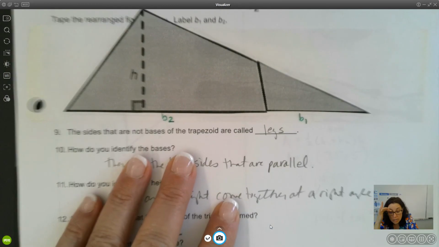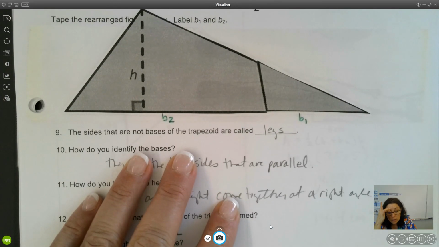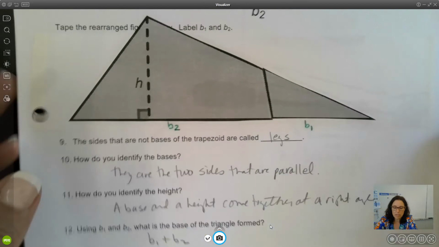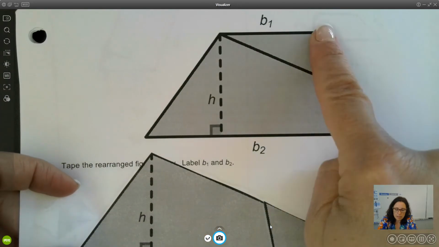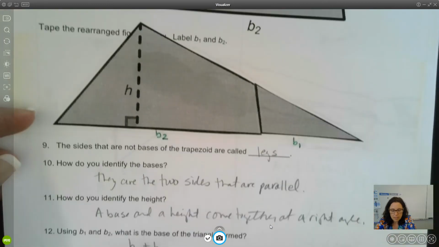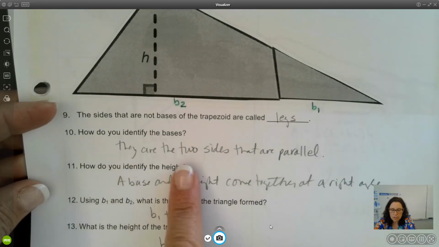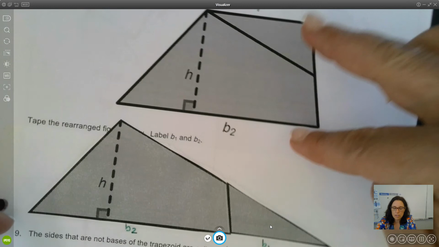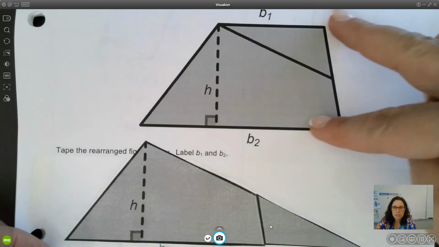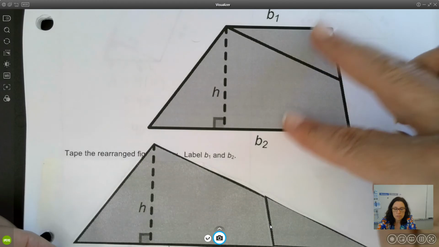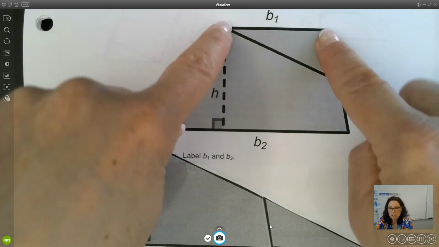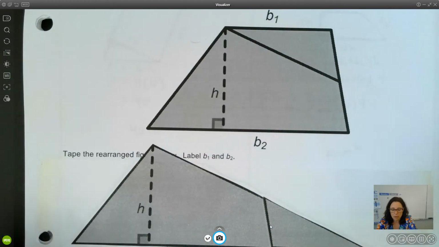The sides that are not the bases of a trapezoid are called legs. So these are the bases. This is a leg and this is a leg. How do you identify the bases? They are the 2 sides that are parallel. These 2 sides never cross each other if they're extended. Those are the bases. You know that these aren't because if you extended them, they would cross up above there.